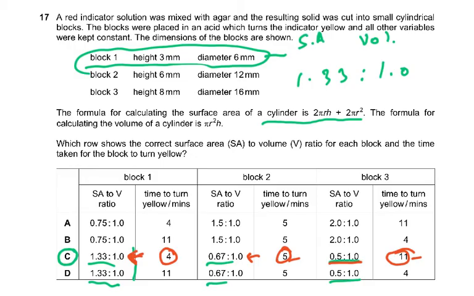The largest surface area to volume ratio was 1.33 to 1, so it should take the least amount of time. So this is how I figured it out. Maybe you can figure it out some other way. Of course, I would be very happy if you wrote in the comments and let me know how you figured it out.